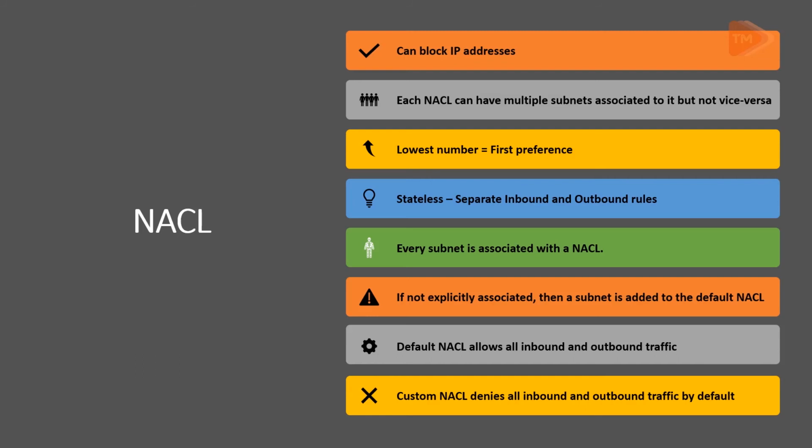Now custom NACLs, on the other hand, deny all inbound and outbound traffic by default. So unlike the default NACL for the default VPC, when you create a new NACL, it will always deny everything. If you want any access on this NACL that you create, you will have to go ahead and create rules to do the other way around, so it will have accepts and denies. A default one will have all allow, whereas the custom one will have all denies. If you want to make that change, you can make it in this manner.